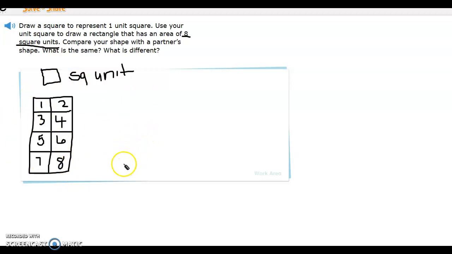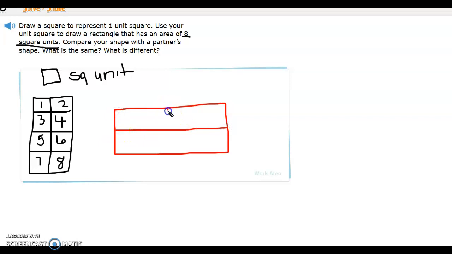I want you to pause the video and draw a different way to show an area of 8. Now your rectangle would probably look something like this. Turned on its side, you would also have 8 square units. So there are 2 ways to draw something that has an area of 8. Make sure that on your screen you have both examples of a rectangle that has an area of 8.